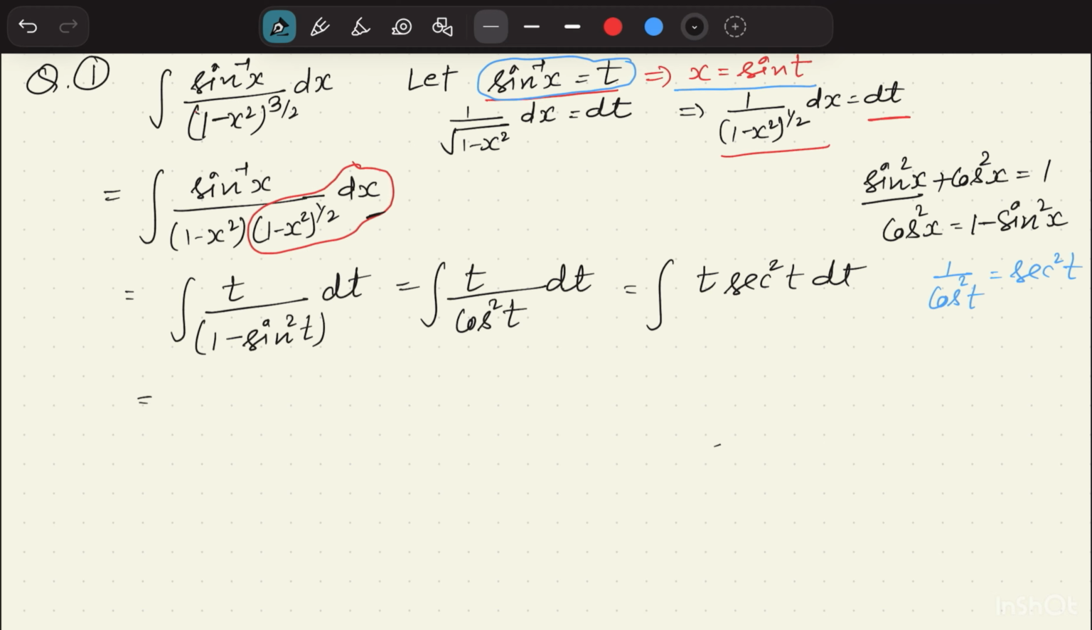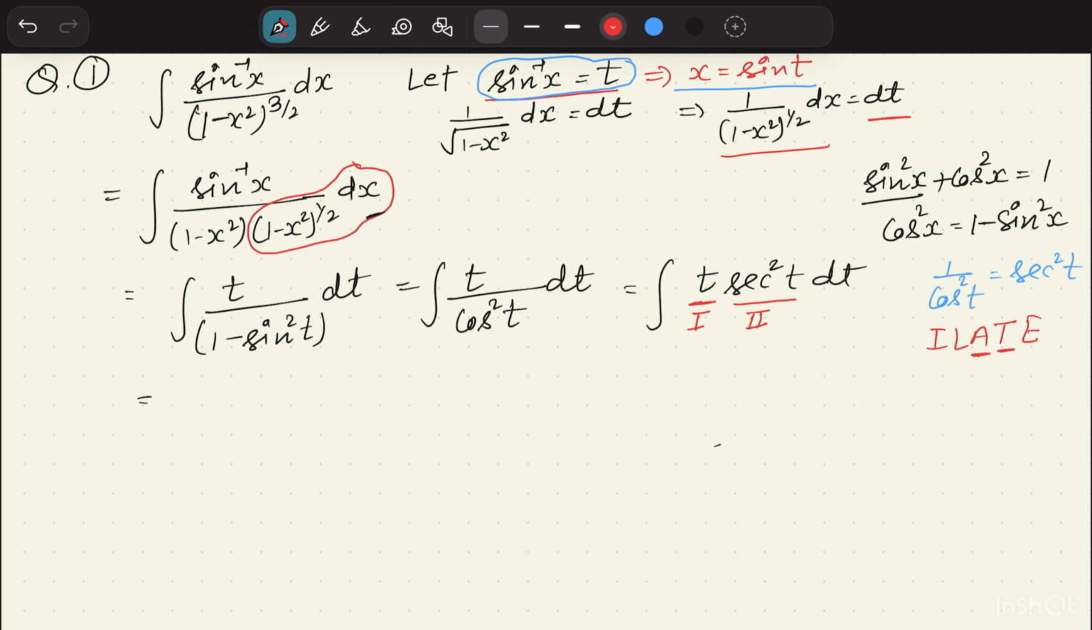Okay, now we can apply the method of integration by parts. So for this we will check which function is first and which function is second. For this we apply the ILATE rule. So this t is an algebraic function, so it corresponds to A, and sec square t is a trigonometric function, it corresponds to T. So t is the first function and sec square t is the second function.